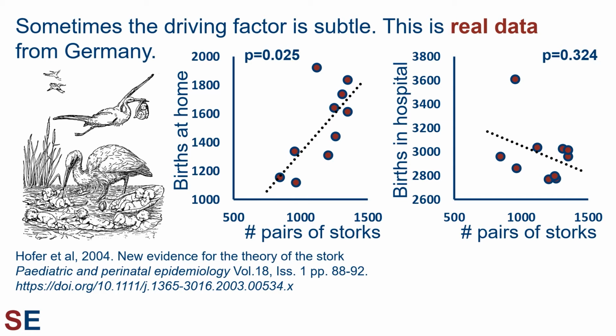These two plots show the annual number of births in a town in Germany and the number of pairs of storks that were seen nesting on the roofs of houses in the town. The left-hand figure shows births at home, whereas the right-hand figure shows births in hospital.